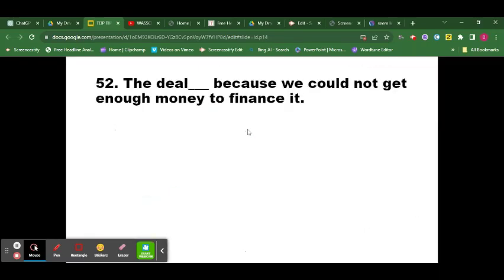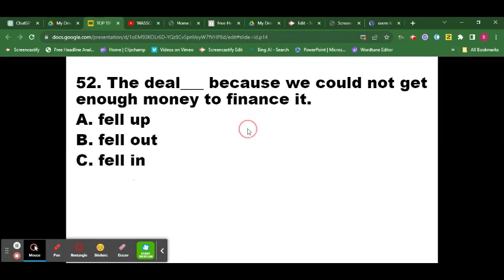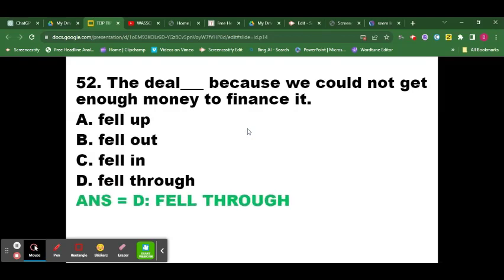52. The deal dash because we could not get enough money to finance it. A, fell up. B, fell out. C, fell in. And D, fell through. D is the correct option. The deal fell through because we could not get enough money to finance it.